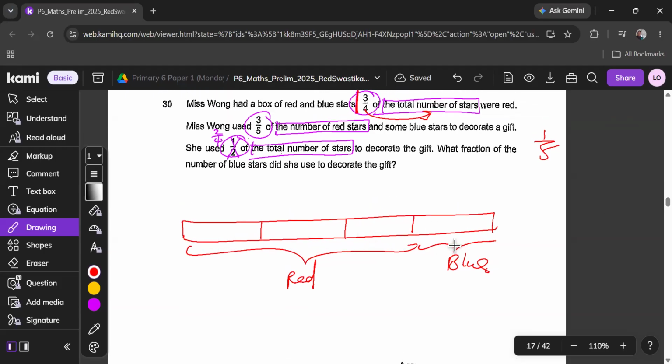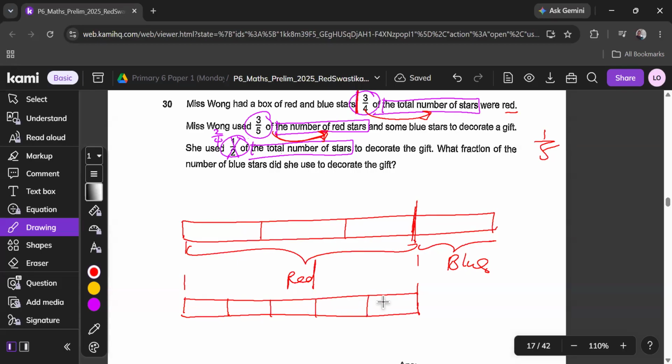So three quarter is red, one quarter is blue, right? Miss Wong used three-fifths of the red. So you look at the red and you have to cut into five boxes. But there are three boxes. What do you do? Drop down, cut into five boxes. Any question? Okay, now three-fifths of the red stars. She used three-fifths of the red stars to decorate. So let's put down use. And then this one must be the red star that is not used. Left. All right, so label.